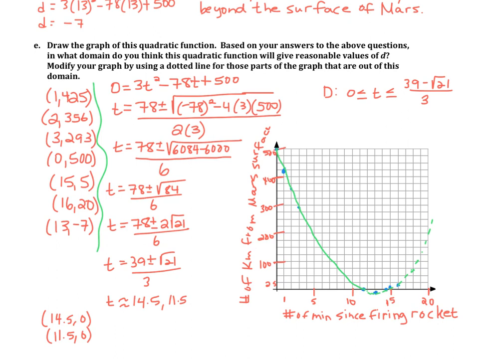We've got 3 ordered pairs from the original scenario that was given to us. In one of the parts of the problem, we found the y-intercept, so I've got that listed. And then in one of the parts of the problem, we found when t was equal to 15 and 16, what the distances were from the surface of Mars. And then in the part above, we actually found out the vertex.